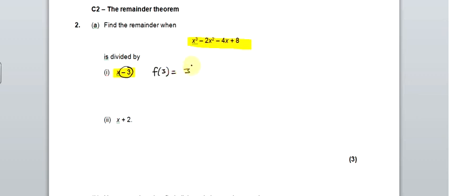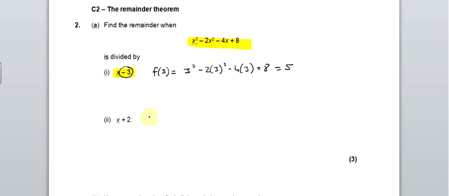So I've got 3 cubed minus 2 times 3 squared minus 4 times 3 plus 8. And you stick that in your calculator and out will pop the number 5. Really doesn't want to be there, does it?